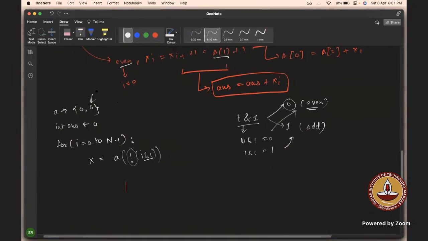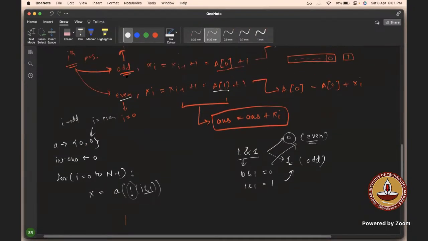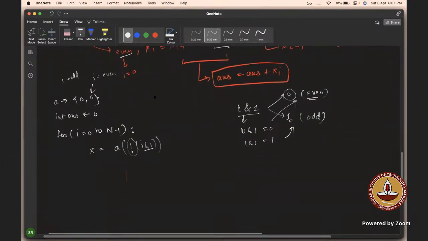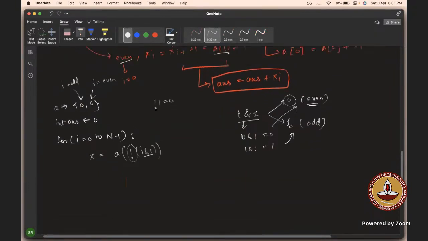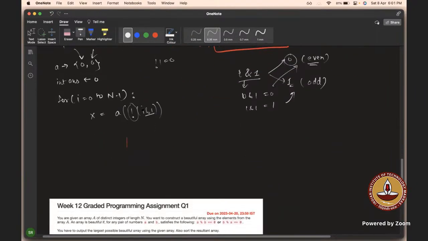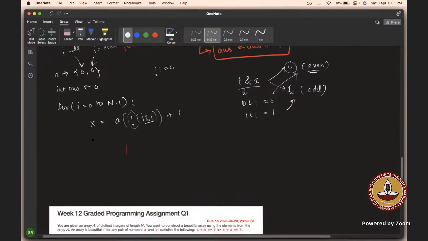But if i was odd, the AND operation gives us 1, right? And when i was odd, we have to consider A0, right? So NOT of 1 will give us 0. So that is why we get this position, right? So our algorithm above matches this, right? So that is why we have taken the AND operation over here. And we do plus 1, right? And now we update.